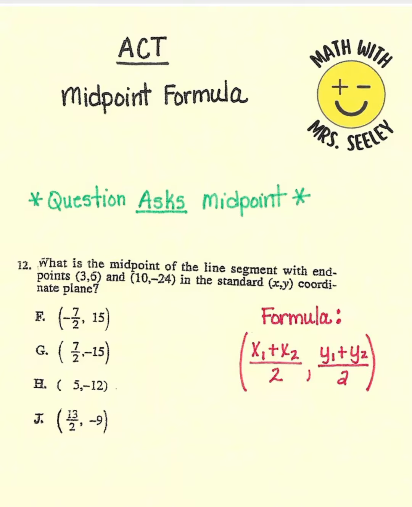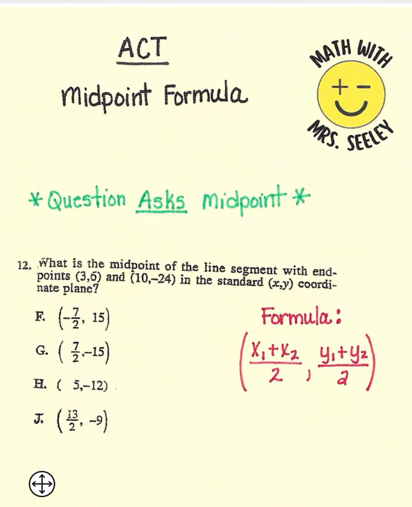Midpoint formula on the ACT is pretty common, and there are two main ways they like to ask this question. First, they just flat out ask for the midpoint. Very straightforward, and you just simply use the formula. The formula says to add up your two x coordinates and divide by 2, and then add up the two y coordinates and divide by 2.